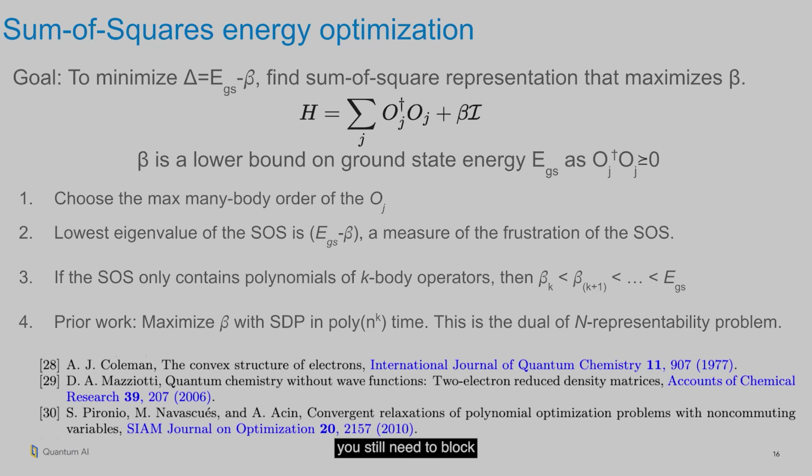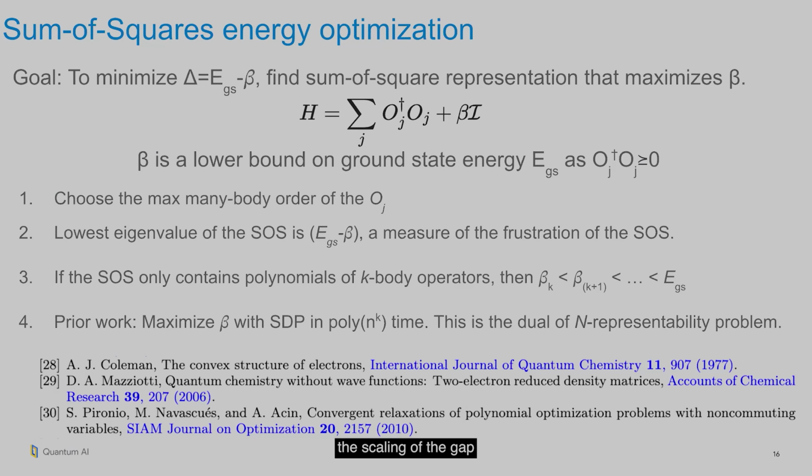But at the end of the day, you still need to block encode your quantum sum of squares. So this means that your quantum SDP solver must also output a description of all the O's. And if you just think about how many bits of data you must read out from your quantum SDP solver, that is still going to be poly n to the k. So you might get beta faster, but you can't output the full solution faster.